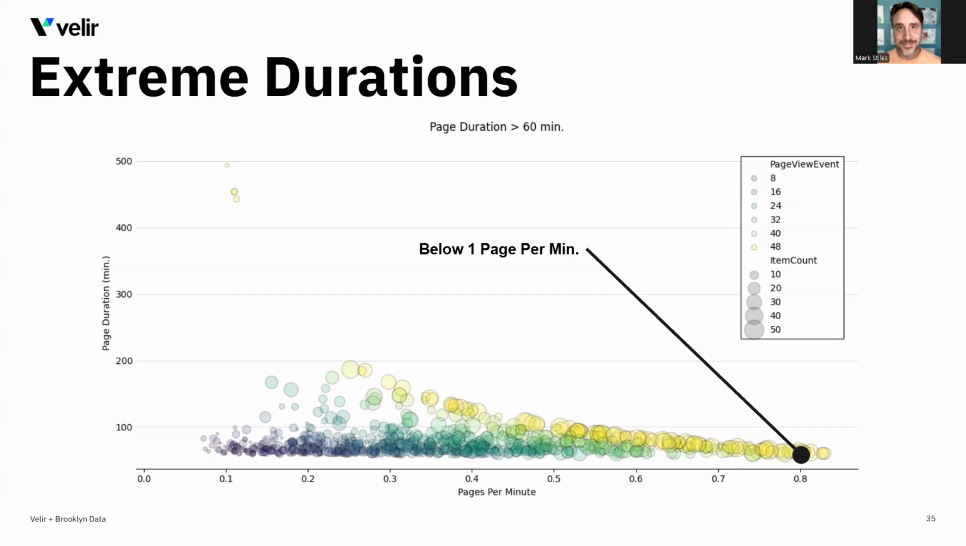And again, here I want to point out the page view and the item count, where the color is really bright, but the size is really small. That's where people are rereading things. And so you can see those around 0.1 of the pages per minute, all the way at the top. Those people are reading quite a bit of the same thing over and over, that's pretty interesting. And for a very long duration of time, probably something that really mattered to them or their business.